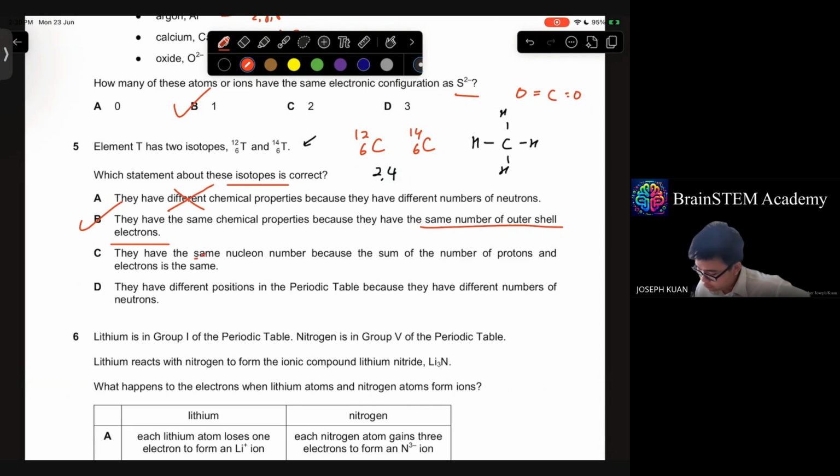They have different nucleon numbers because the sum of the protons and neutrons are different. And they have the same position in the periodic table because they have the same number of protons. So statements C and D are incorrect.